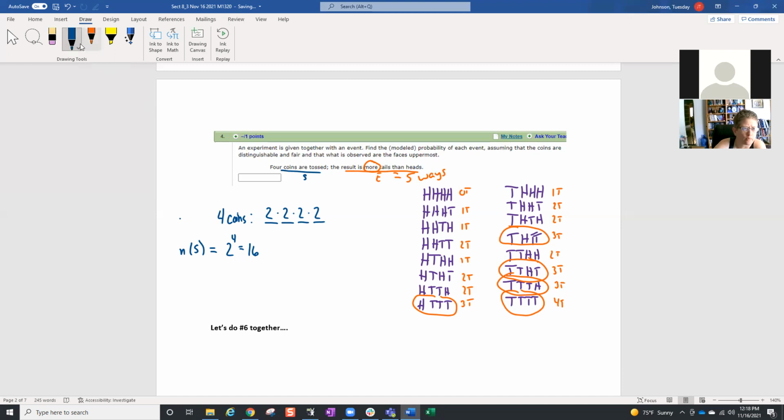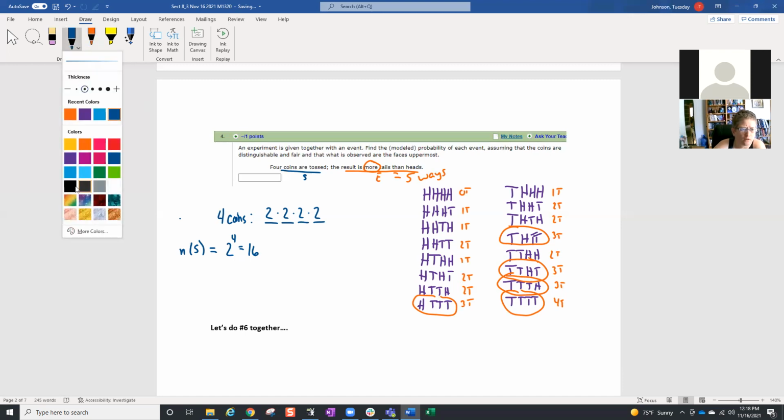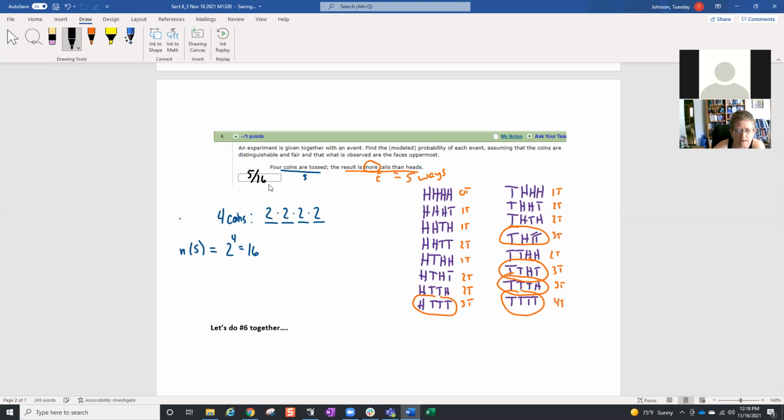So in order to write my probability, this will be 5 out of 16. The hardest part was writing these down to figure out how many more tails than heads we have. But now that it's all written out for you, we might use this a little bit as we do some other problems.